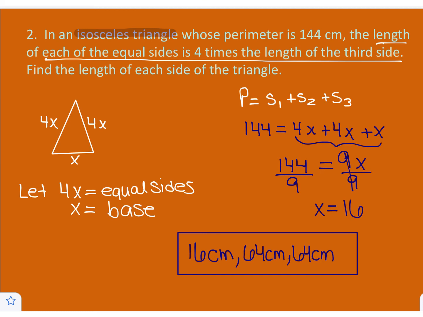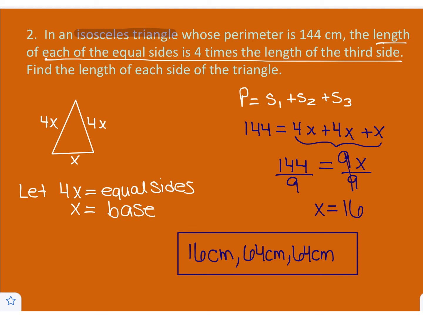So one of the sides is x. Usually for an isosceles triangle, the unequal side is the base. 4 times that gets me my equal sides, so 4x and 4x. Got my let statements. 4x are my equal sides, or both equal sides. x is my base.